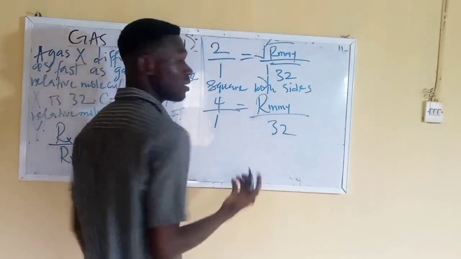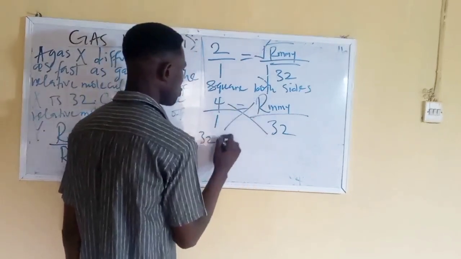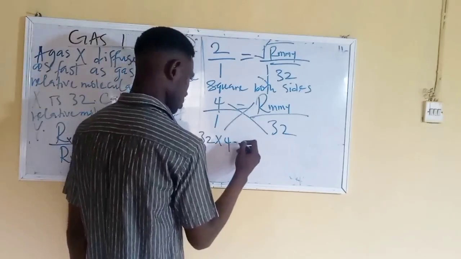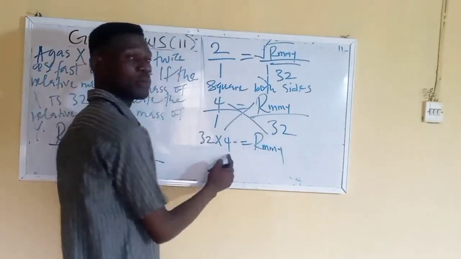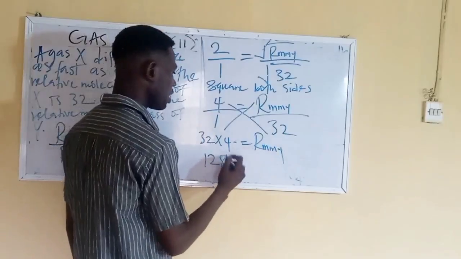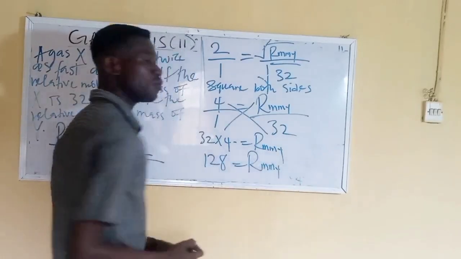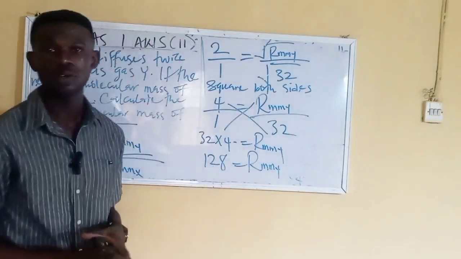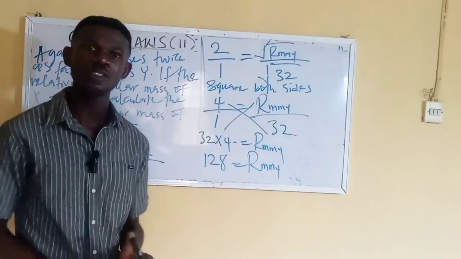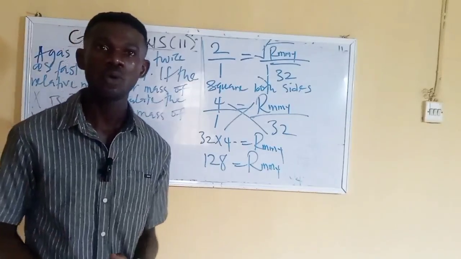When you have this, then what's the next thing we do? You cross multiply, and you have 32 times 4 equals the RMM of Y. And 32 times 4 would give you 128. That is the RMM, which is the relative molecular mass of Y. So the answer is 128. So this is literally how to carry out calculations on Graham's law of diffusion.